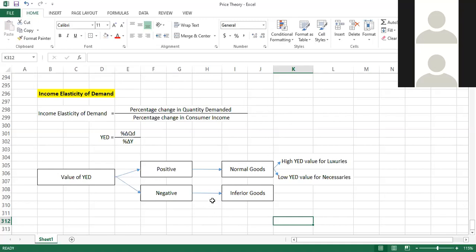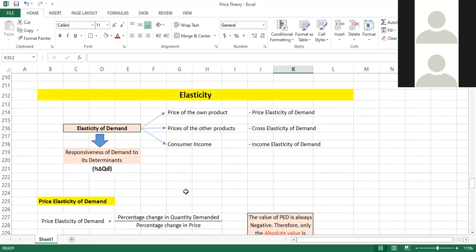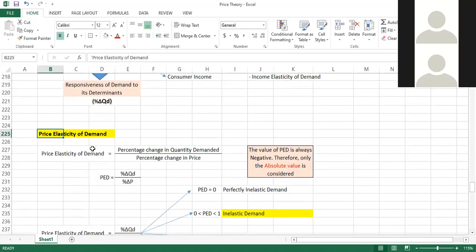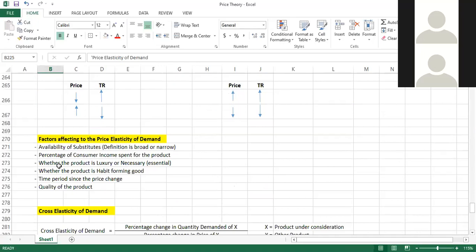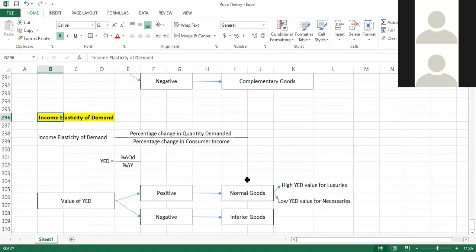Right? So here, is that clear? Income elasticity of demand. So others also clear. If there is any question, please ask. The key points relating to the three elasticity of demand categories we discussed here: price elasticity of demand, cross elasticity of demand, and income elasticity of demand. Is that clear? Yes.